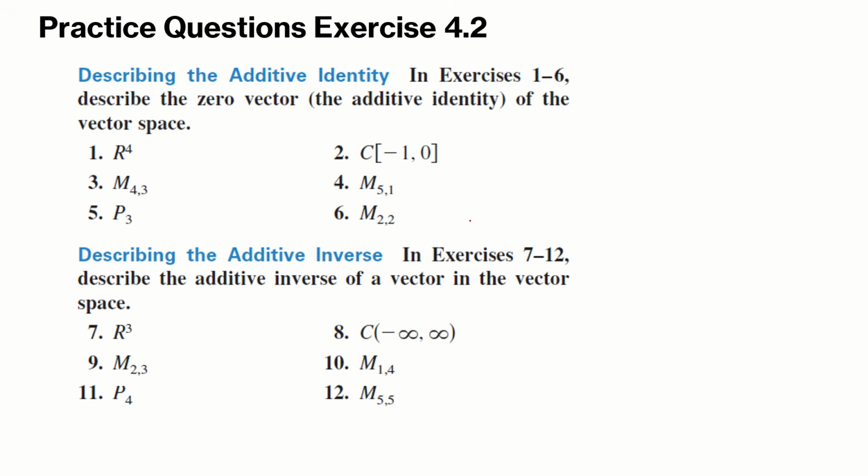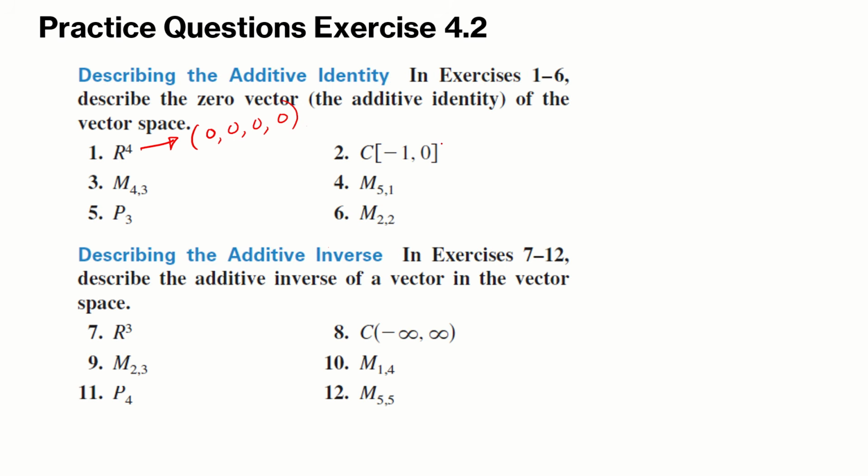Okay, so let's talk about exercise 4.2. These are practice questions. You can take these questions from any book, right? I've just given some of them. So, yeah, you can follow any book. I think it's exercise 4.2 in Anton book as well, so you can follow that book as well. The question might be different, right? So it doesn't matter. So in question 1 to 6, you have to tell the zero vector in this case. Like in R4, what is the zero vector? That will be 0, 0, 0, and 0.